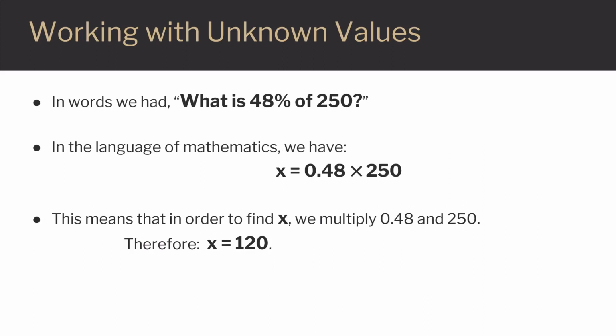In words, we have what is 48% of 250. In the language of mathematics, we have x equals 0.48 times 250. This means that in order to solve for x, we multiply 0.48 and 250. When we do this, we see that x equals 120. Therefore, we would answer the question by saying 120 is 48% of 250.